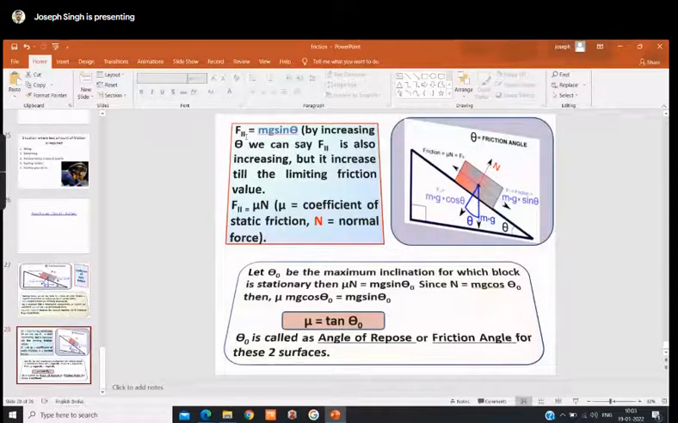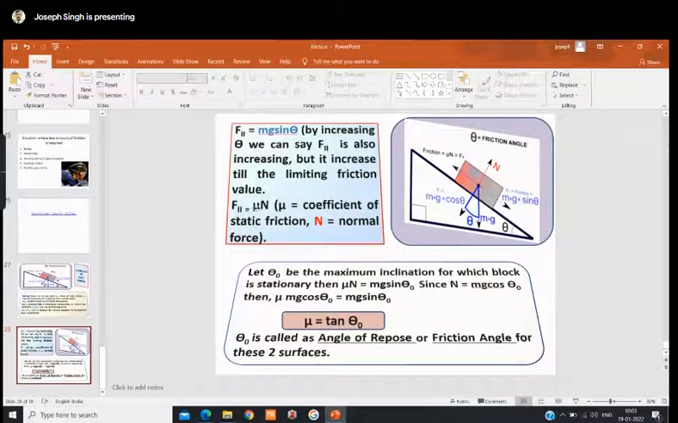Now let's see, F perpendicular is equal to mg sin theta. By increasing the angle, we can say F parallel is also increasing, but it increases till the limiting value. As we are going upward, it will increase till the limiting value.